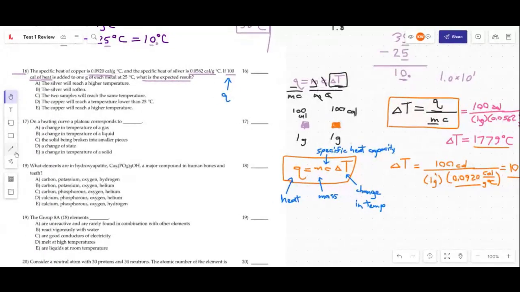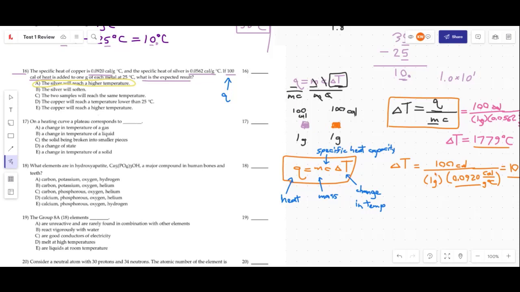So basically, then the answer is going to just be A. The silver reaches a higher temperature. And like I said, even though you don't have to do the calculation to answer this question, if you're not seeing it, go ahead and do the calculation. That's totally fine. You can definitely do that. But is there any way we can just reason this out logically without going into all this drama? Absolutely.